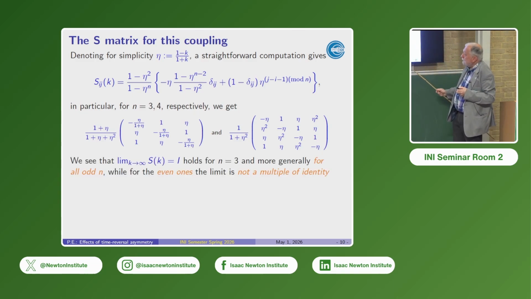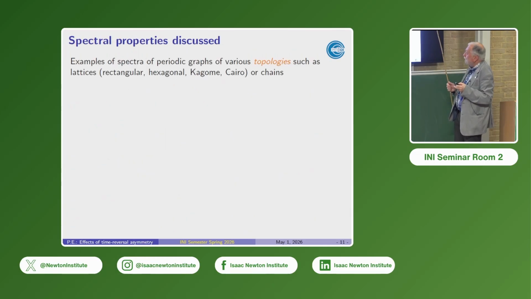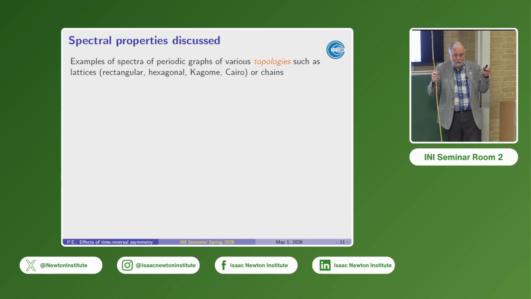Namely, if n is 3, or in fact any odd number, then the limit is indeed a multiple of the unit matrix. That is, the edges asymptotically decouple. While if you have 4, and in fact any even number, the limit is non-trivial. And the reason is not so much the parity, but the fact that the matrix U has or has not -1 as its eigenvalue, because this is the thing which spoils the formal limit.